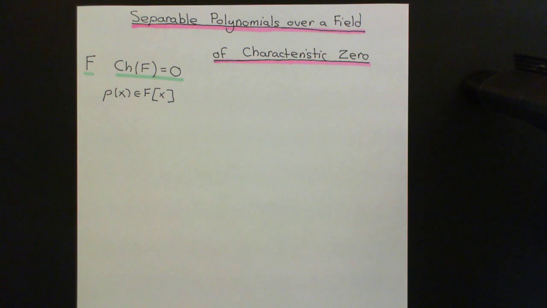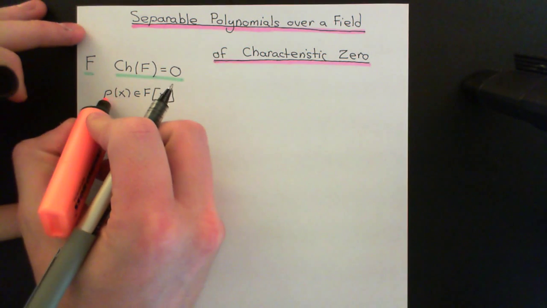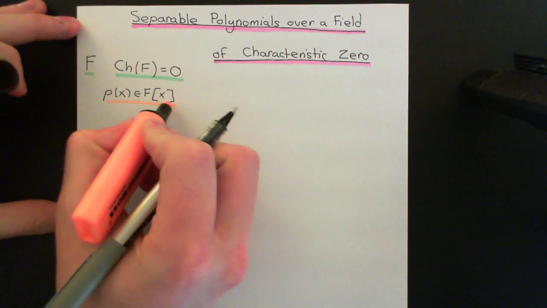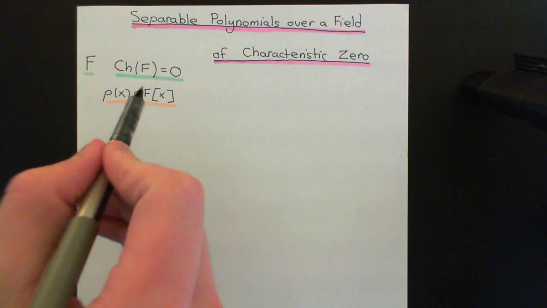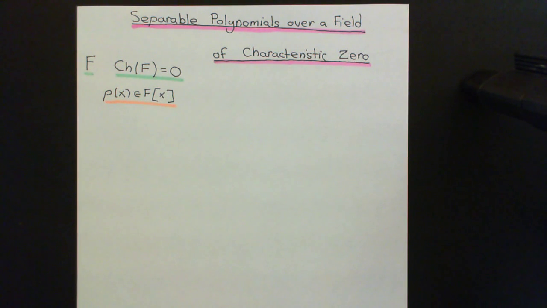So what we're going to do now is characterize polynomials that are separable in the ring of polynomials over a field of characteristic 0. That's the aim for this video. I want to be able to say which polynomials in this ring of polynomials over a field of characteristic 0 are actually separable polynomials.